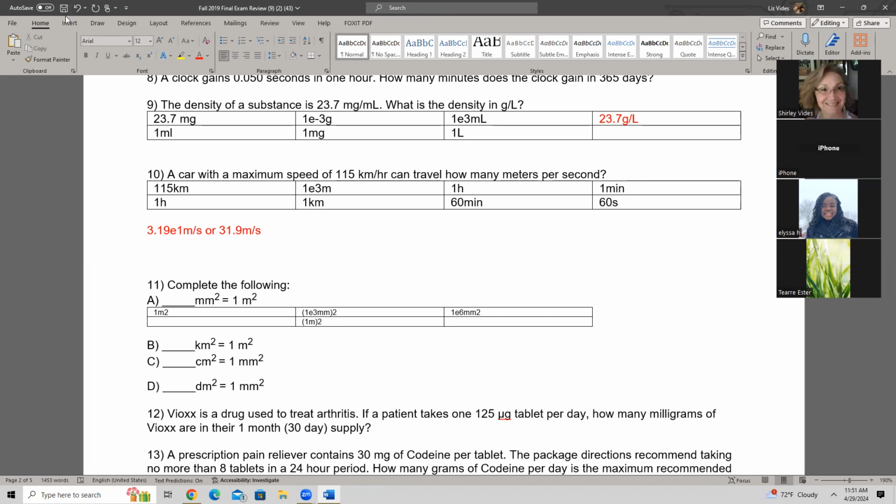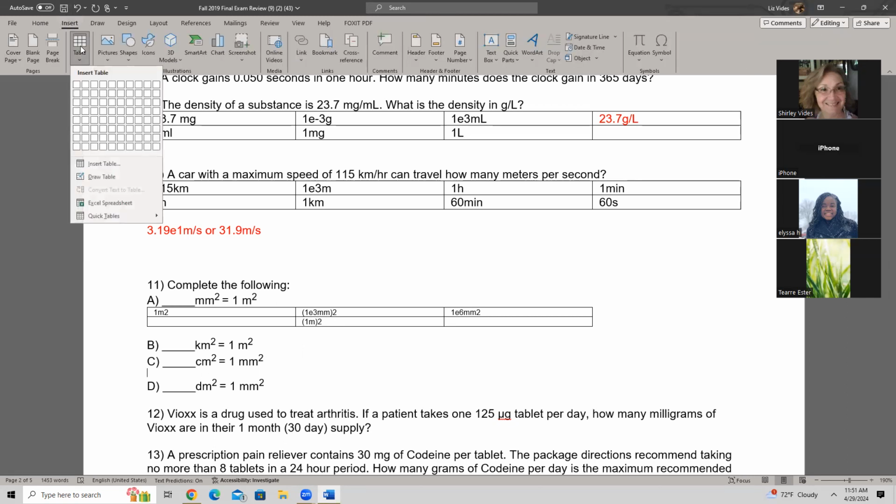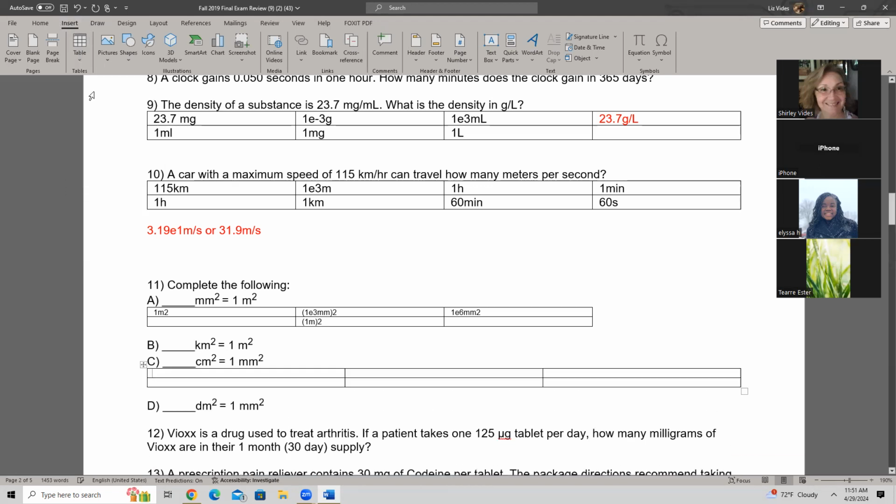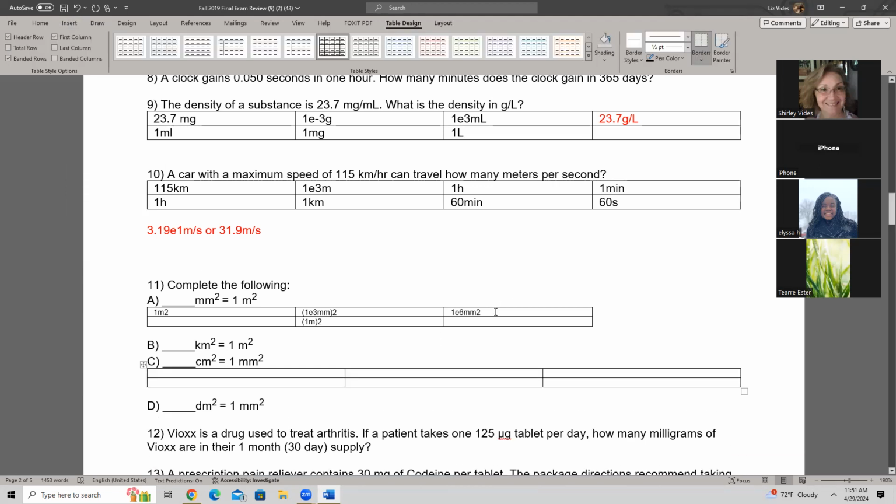All right, so then the next one is C, and we are doing the same thing. We are inserting a table of 3. I know I don't need but 3 now. All right, oh, and I said I would give you the highlighted answer. Okay, so this one we're going from millimeters to centimeters. So millimeter squared.